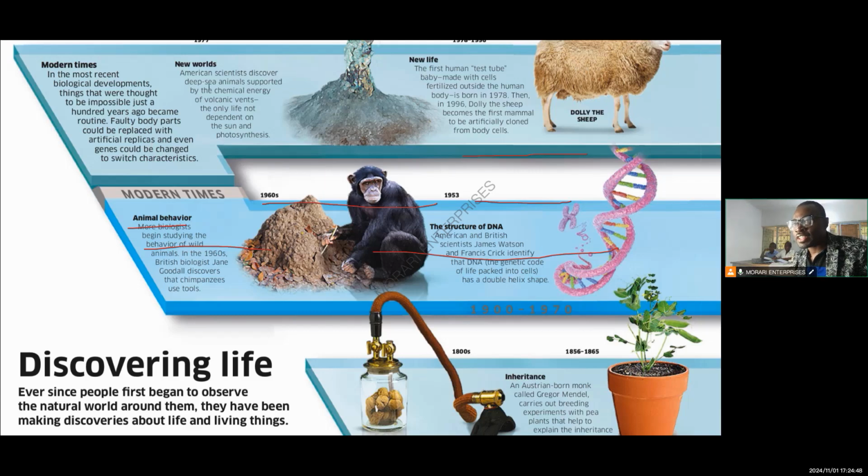American scientists discovered deep sea animals supported by the chemical energy of volcanic vents, the only life not dependent on the sun and photosynthesis. Whoa! I said, all plants, all the food, everything you eat, the energy comes from the sun. And now they're saying that in the new world today, we've discovered that the heat inside the volcano vents can be used to sustain life.